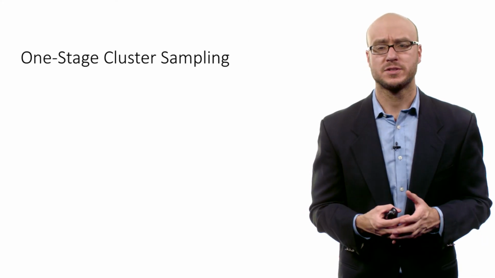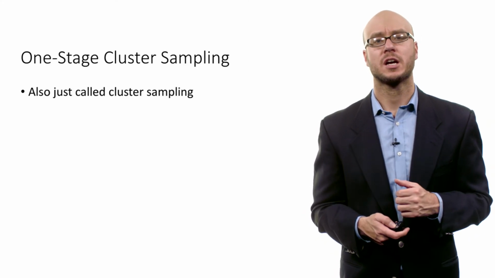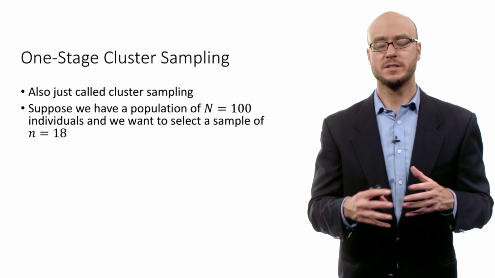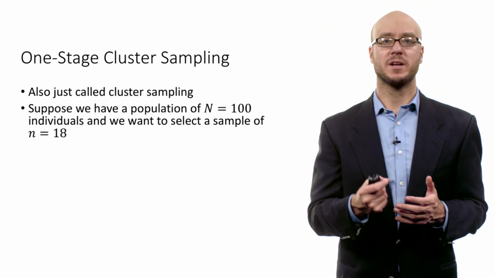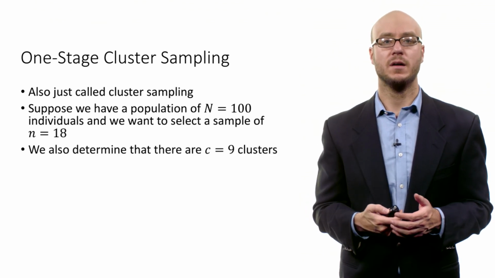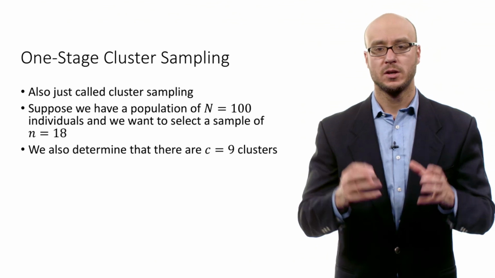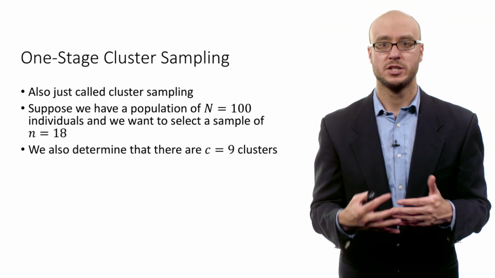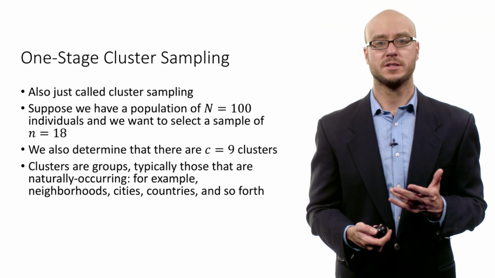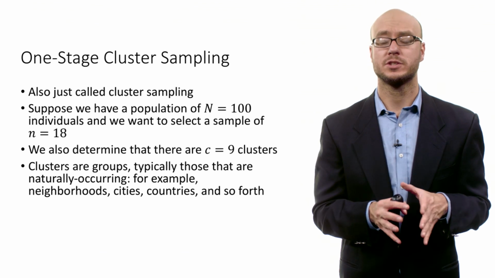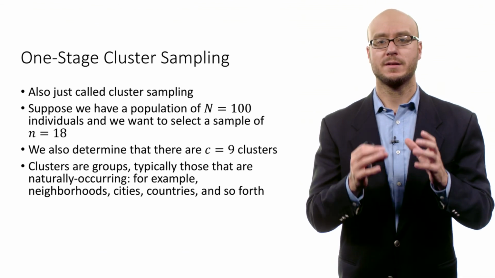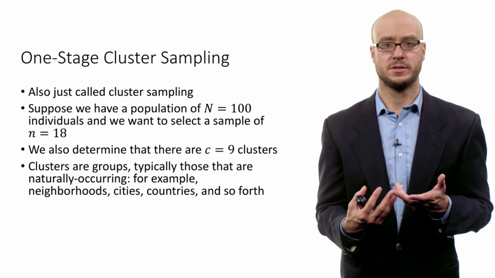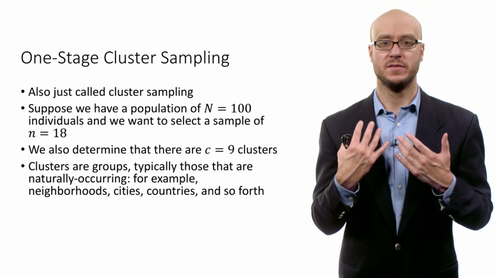A different approach for sampling is something called one-stage cluster sampling. Sometimes it's just called cluster sampling. So again, suppose we have 100 elements, and we want to select a representative sample of 18 of those 100 elements. In this case, we also determine that there are 9 clusters. So we look at the population and say, I think there are 9 clusters. What are clusters? They're groups as well, just like strata, but they are not necessarily substantively important. They are naturally occurring clusters that aid in the process of selecting a sample.